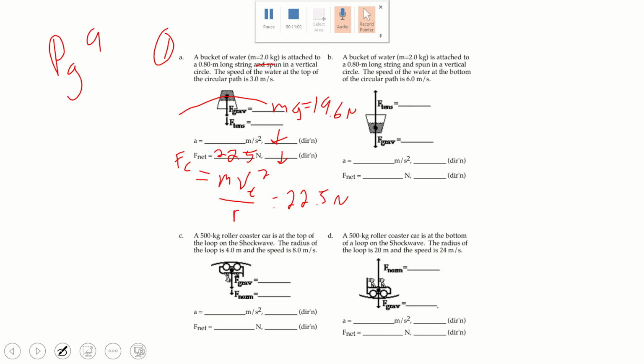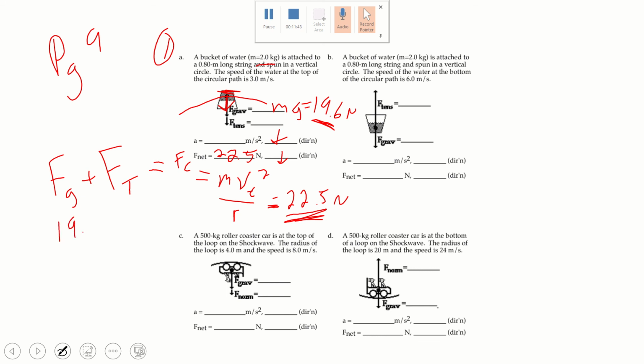Now, we're at the top of a circle. Gravity is helping us get this net force, but not all of it. Okay, we need 22.5. But gravity is only giving us 19.6. So where is the rest of that coming from? That's coming from the tension. You can call it the normal force if you want, but basically the force of the bottom of the bucket pushing the water inward. So remember that centripetal force is also the net force, and that's going to be the sum of your gravity plus your tension force in the string there. So those two need to sum up to 22.5.